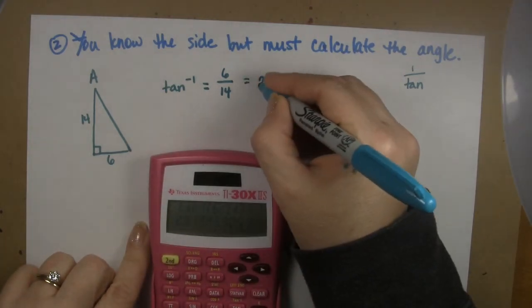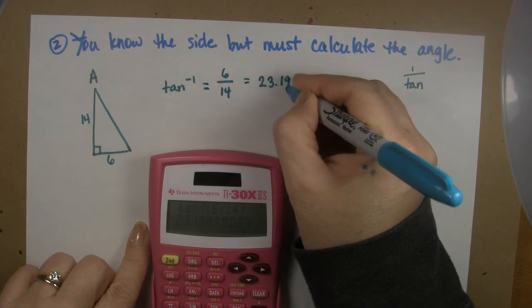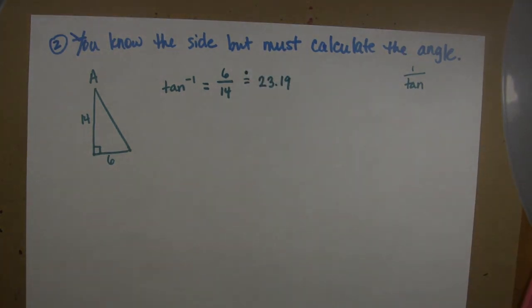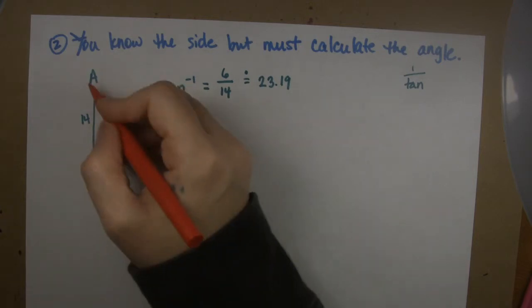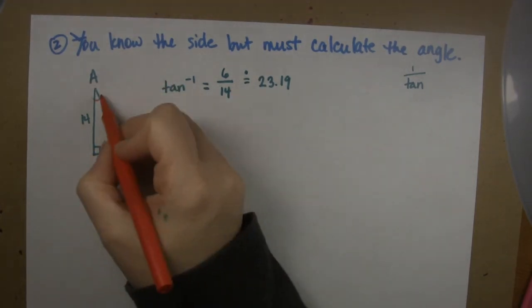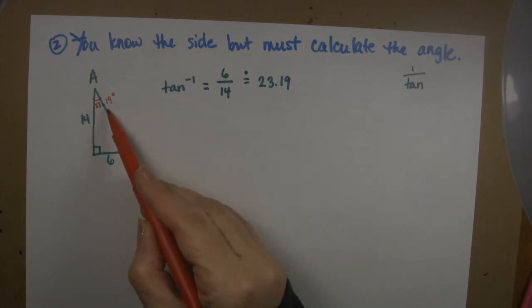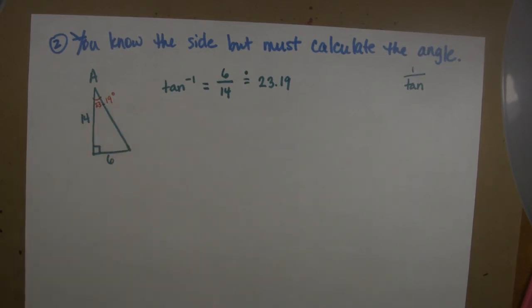And I get 23.19 about. That means that this angle right here is 23.19 degrees about. Remember, if you're landing a spaceship on Mars, you need a more precise answer, but this will do for our purposes. Okay, let's do one more just to make sure you've gotten the hang of it.